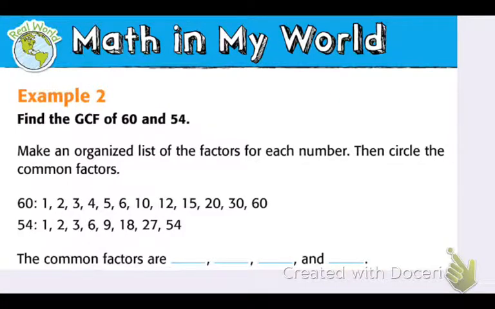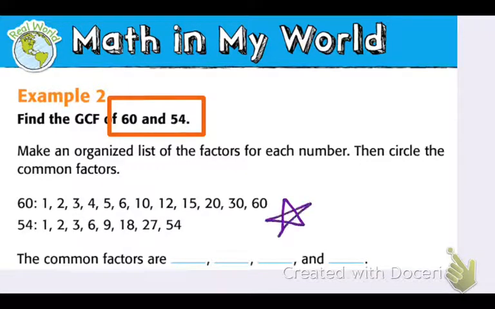Math in my world. Find the greatest common factor. Sometimes they put GCF. It's not KFC. It's GCF, greatest common factor, just because it's easier to write that. What's the greatest common factor of 60 and 54? Well, step 1, list the factors. Yay, they already listed the factors of 60 and 54 for us. Step 1 is done. So step 2, find the ones they share.